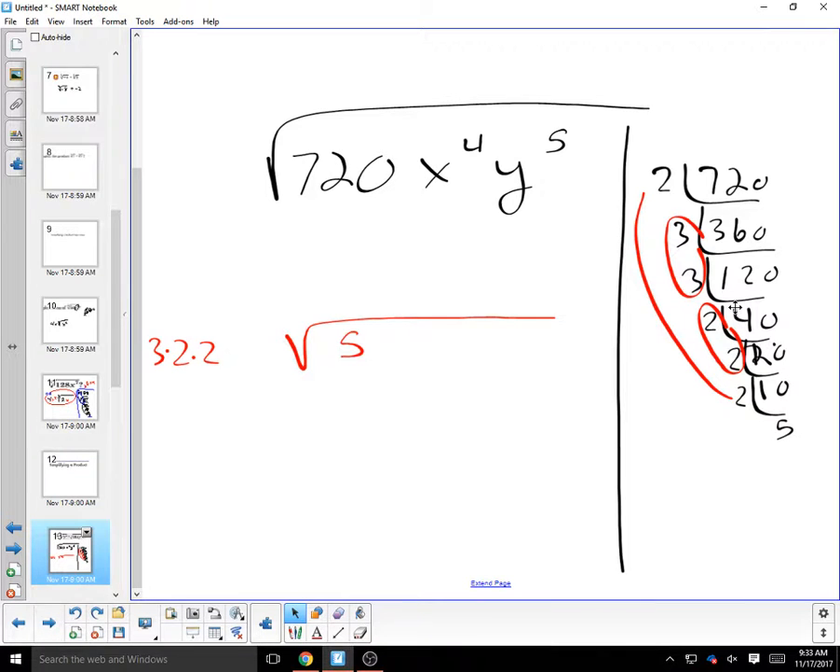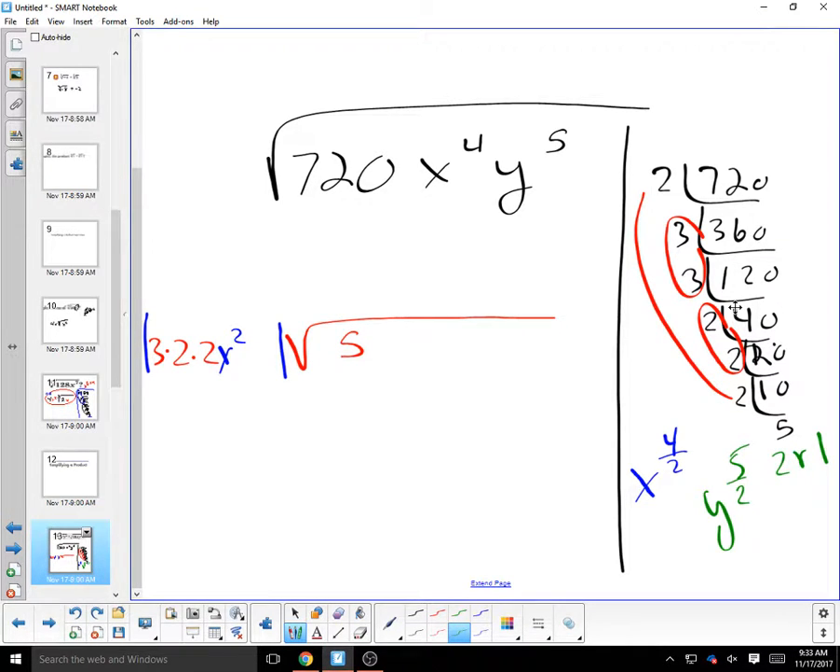Let's do the variables. I'm going to do x to the 4th divided by 2. Oh, wait a minute. Did we have to worry about absolute value here? Yeah, because it's an even. So I'm going to throw some absolute value bars up front here. Now, 4 divided by 2? 2. Do I have any remainders? No, so this is just going to be x squared up front. Let's do the y. Y to the 5th divided by 2. Looks like I've got 2 remainder 1, correct? Yeah. So I'm going to bring 2 y's up front, and 1's going to go back inside.